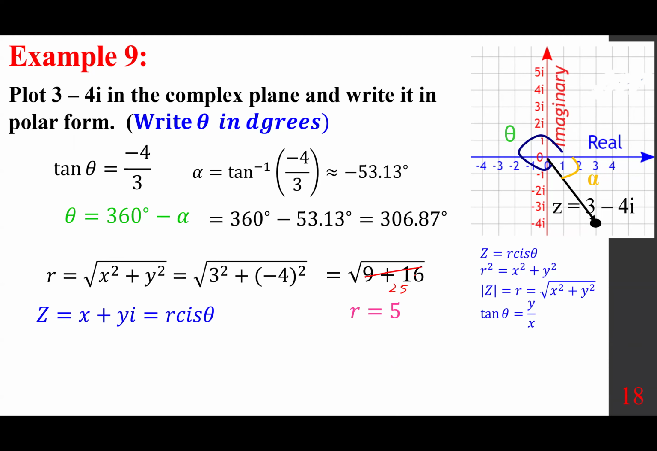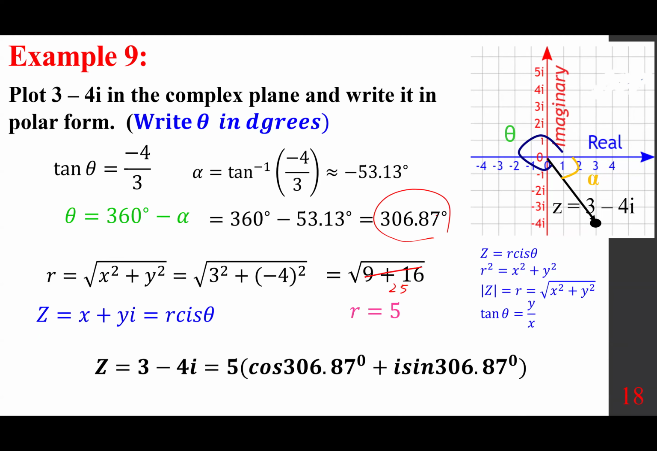So replace the R with 5, and theta with 306.87 degrees. You can just write it using shorthand notation. 5 cis 306.87 degrees. If you want to write it in that format, it's just as good. It's not a big deal.